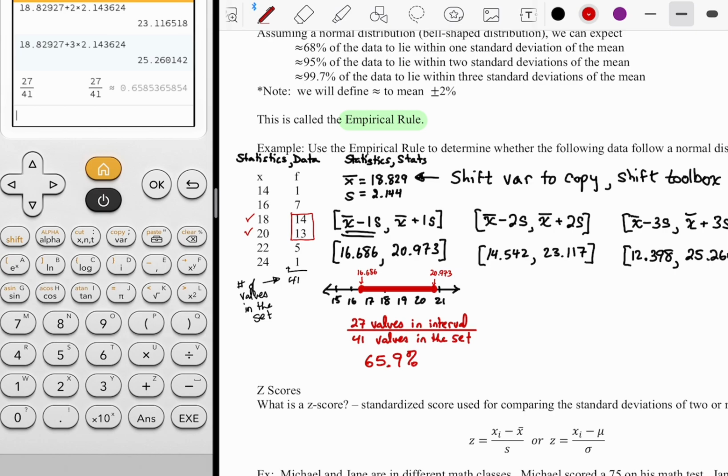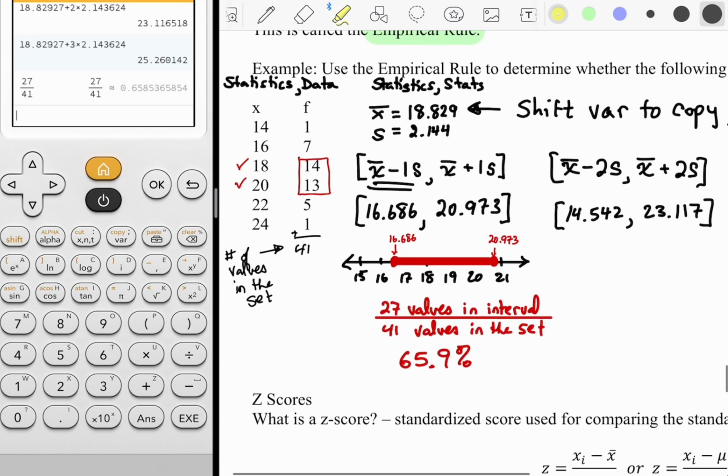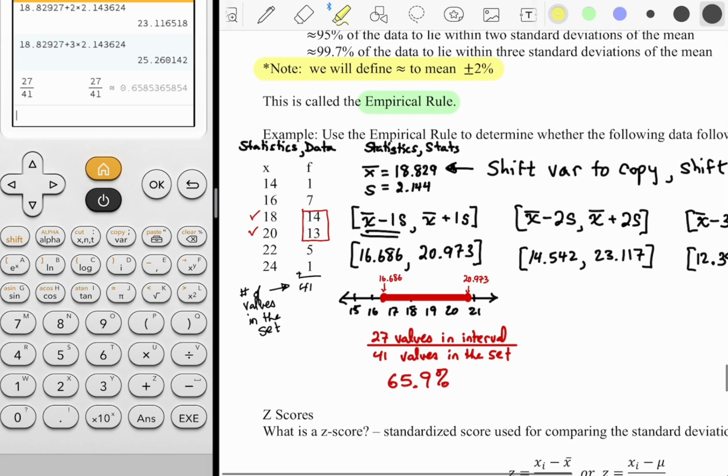I made the little notation here just because it's often asked, what do you mean by approximate? How far away is too far away? How do you get 27? We got it just by adding the 14 and the 13 together. So if we're within 2 percentage points of 68, we're close enough.